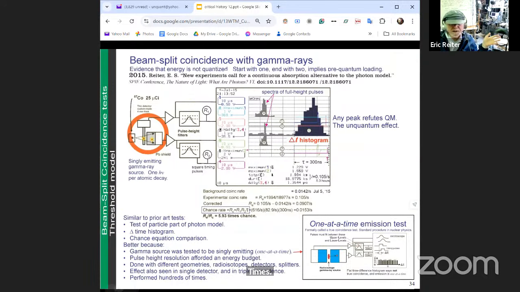scores of different ways. And that's different from what other people have done. You could see all the different ways I've repeated this. And so the way I do it is much better. We have the timing resolution, the one at a time test properly done, different geometries. I did it where it looked like a beam splitter also with similar results, and different radioisotopes and different detectors and different kinds of beam splitters. They're different materials as beam splitters.